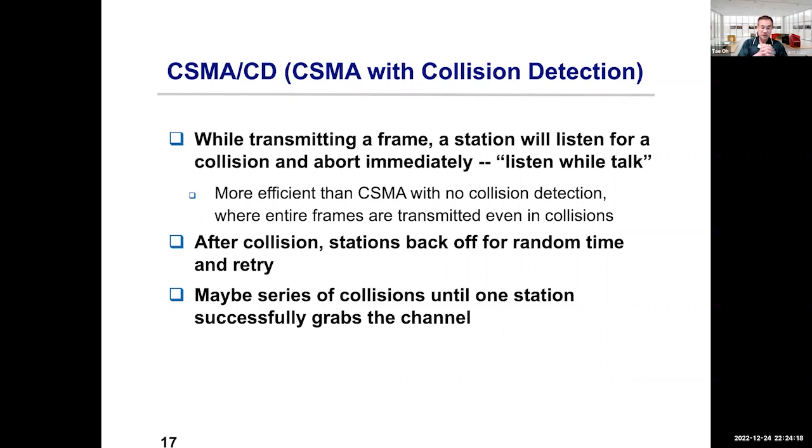See, it's more efficient than CSMA, because without collision detection, a collision could occur without being detected, right? After a collision, stations back off at random and try again. Maybe after a serious collision, one station successfully grabs the channel. When you try it completely, it should be able to grab the channel.